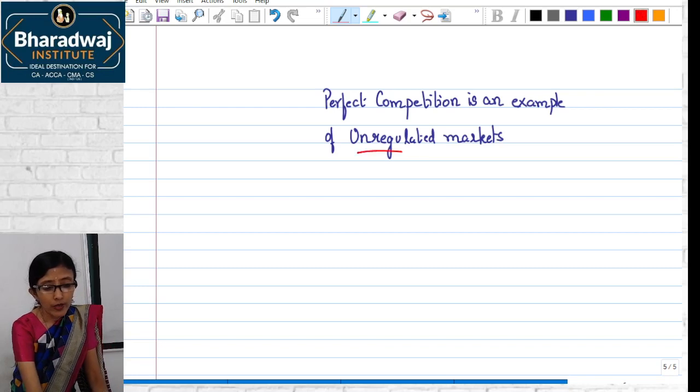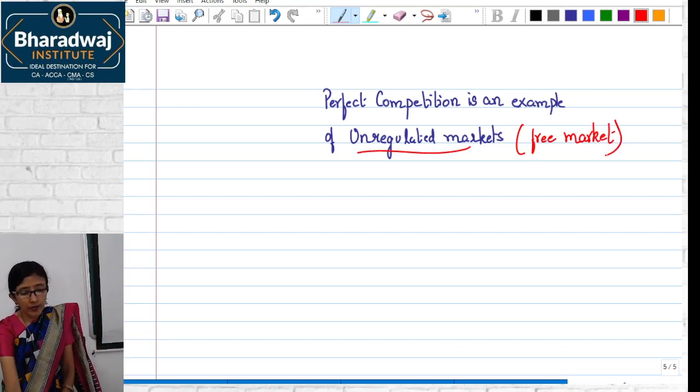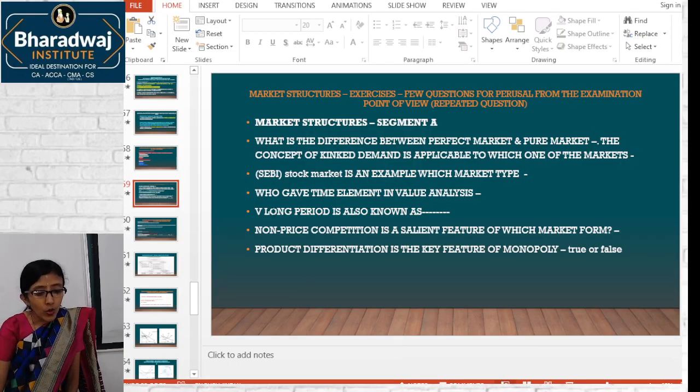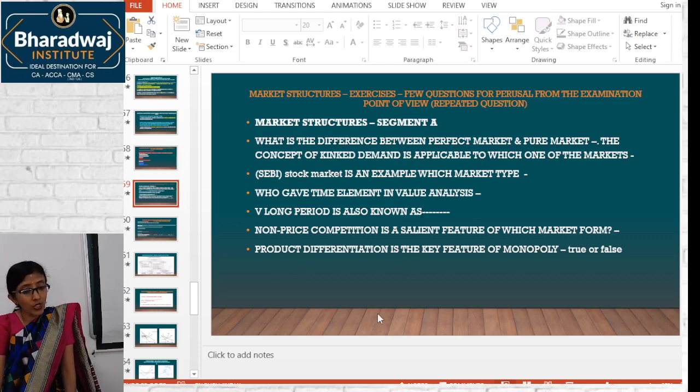Please note it. The clue words for you are free market, free enterprise, etc. Okay? Now, who gave the time element in value analysis? Alfred Marshall. Good. Very long period is also known as secular period. Good. Non-price competition is a feature of which market form?